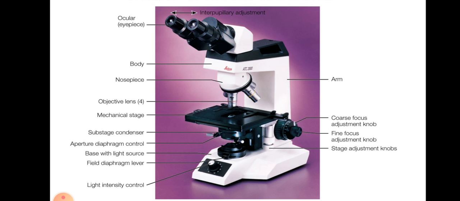Let's get familiarized with the parts of the microscope. First, it begins with an ocular or eyepiece, followed by the body. Below the body, we can see a nose piece, which bears four objective lenses. Then it is followed by a mechanical stage. Below the mechanical stage, we can see a substage condenser, and below this condenser, we can see an aperture diaphragm control. Then base with light source, then field diaphragm lever, followed by light intensity controller. On the other hand, we can see the arm of the microscope, and below this we can see the coarse focus adjustment knob, which consists of a fine focus adjustment knob followed by a stage adjustment knob.